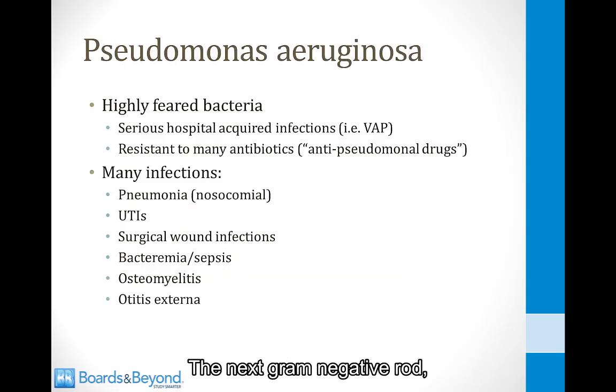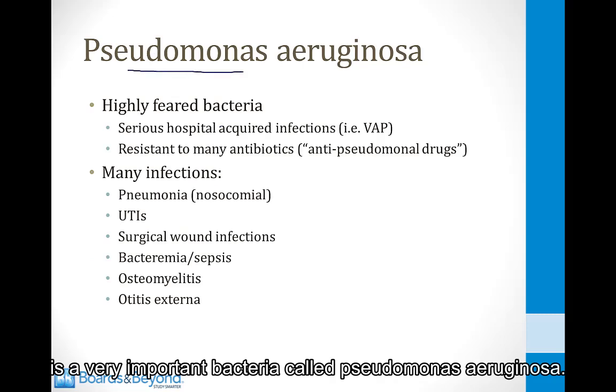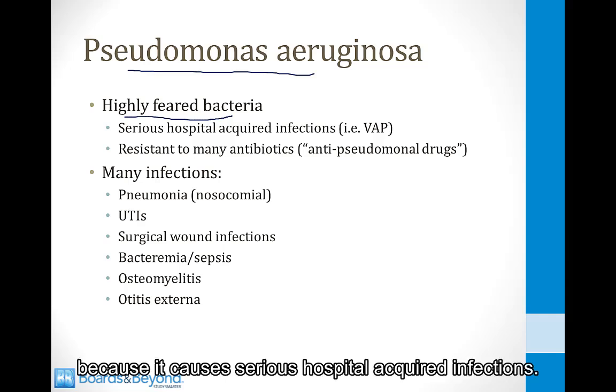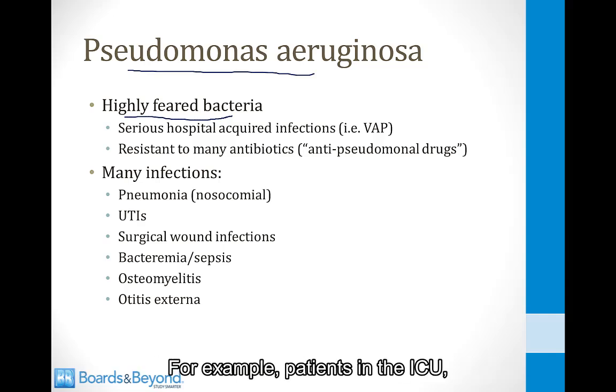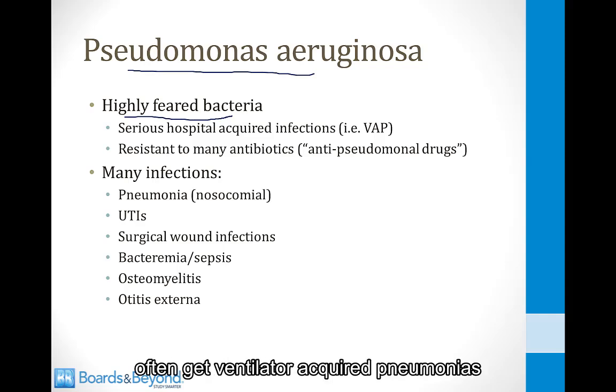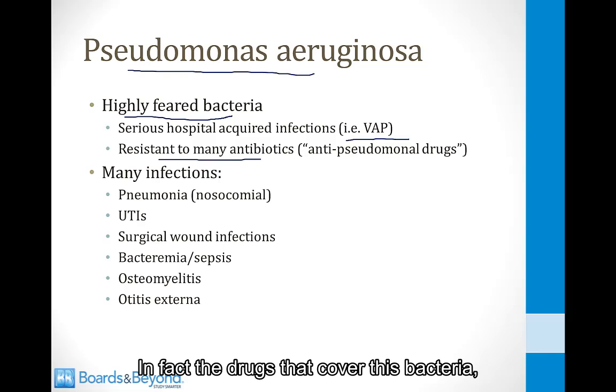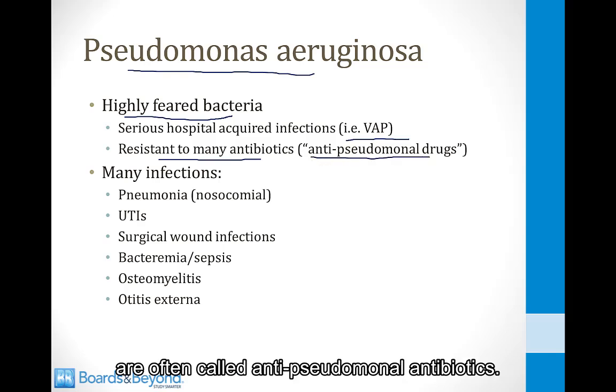The next gram-negative rod is a very important bacteria called Pseudomonas aeruginosa. This is a highly feared bacteria because it causes serious hospital-acquired infections. For example, patients in the ICU often get ventilator-acquired pneumonias, and this is often caused by Pseudomonas, and they can get very sick from this. In addition, Pseudomonas is resistant to many antibiotics. In fact, the drugs that cover this bacteria are often called anti-pseudomonal antibiotics.